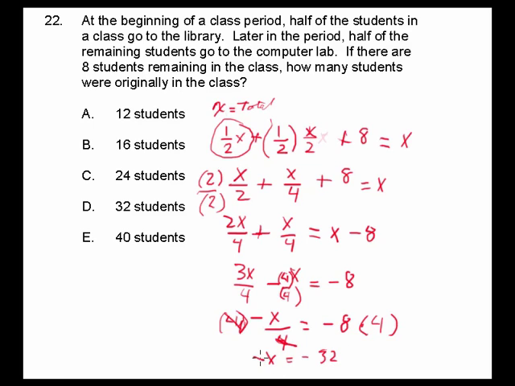I can get rid of my negative sign by again multiplying by a negative 1, multiply this by negative 1, and I'm left with, I write it over here, x is equal to 32.